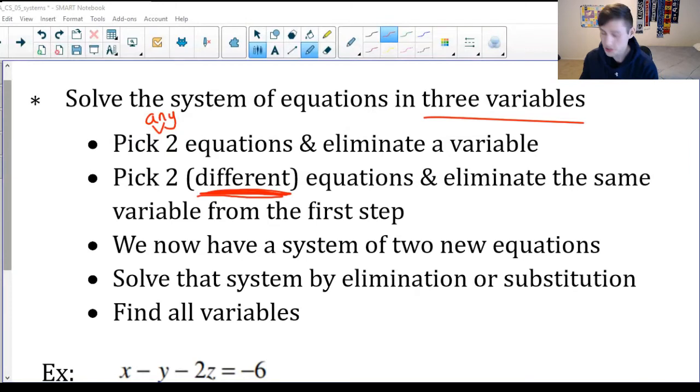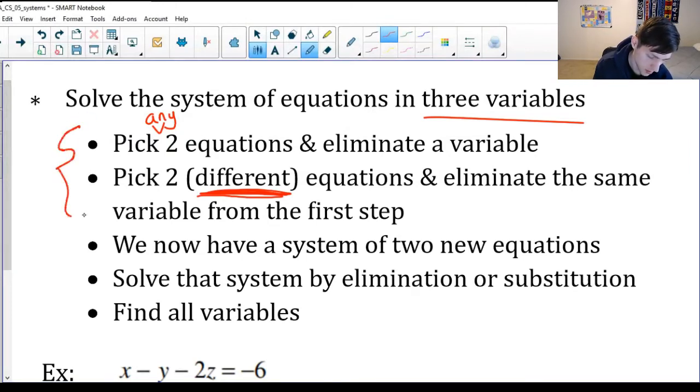Once we do those first 2 steps, this is the only new part. Once we do these, we're right back to where we started in the last question. We now have a system of 2 equations, and we're going to solve that by choosing either elimination or substitution. And then, of course, make sure that we are finding all the variables. Don't just stop at x. Don't just stop at y. We need x, y, z.